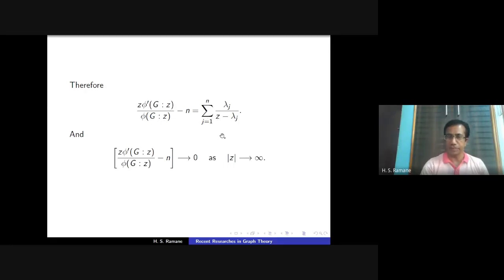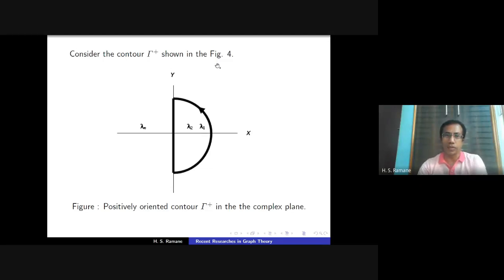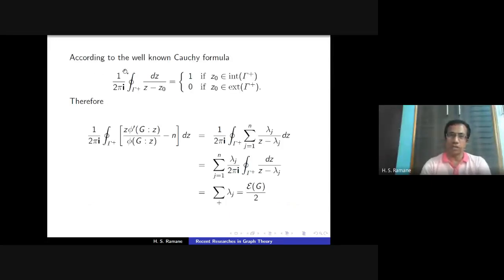Now consider this contour, where these are the positive eigenvalues and these are the negative eigenvalues. We are taking the positively oriented contour in the anticlockwise direction. As per Cauchy's formula, we know that 1 by 2 pi times the integration of dz divided by z minus z naught is 1, because here f of z is 1.